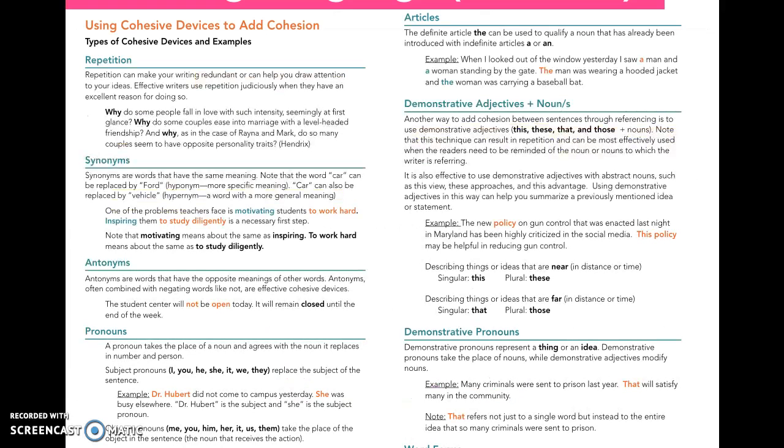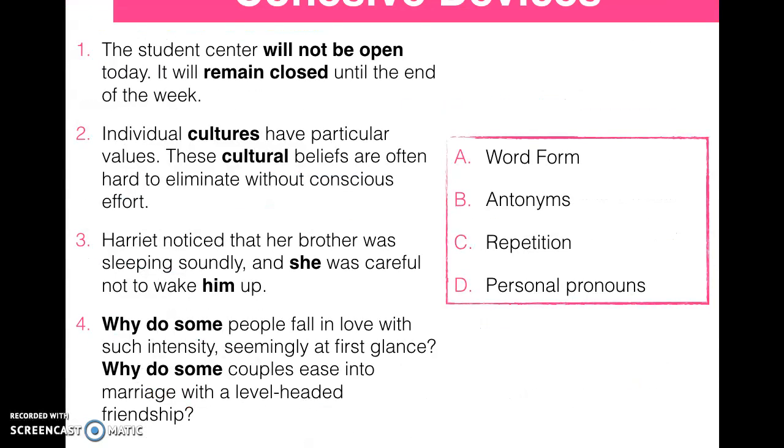Okay, now with cohesive devices, there are numerous cohesive devices in your Knowing Language book, and you can see them here. Okay, we have repetition, synonyms, antonyms, pronouns, articles, demonstrative adjectives, demonstrative pronouns, and so on. There are even more in there. What we're going to do now is just look at how we could use these. So the examples are on the left, and the terms themselves are on the right. All I'd like you to do is to match them together.